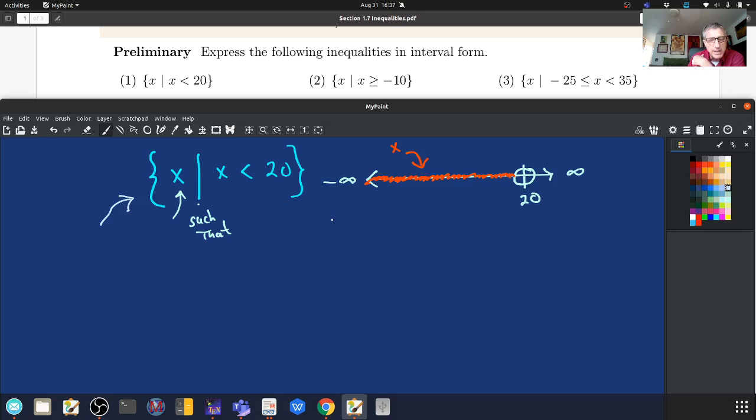Mathematicians instead use interval notation. So we're going to write going from left to right. We start with minus infinity, and minus infinity is not a number, so we always indicate what's called the open interval sign there. And I keep on going until I hit 20. But 20 is not included in the set either, so I indicate that by writing another open interval sign.